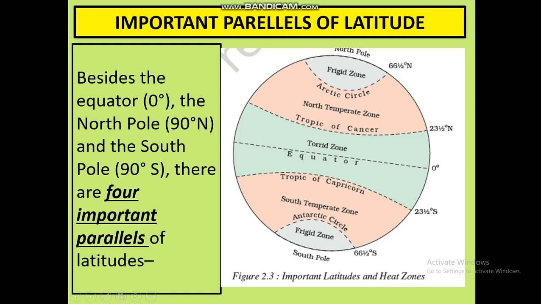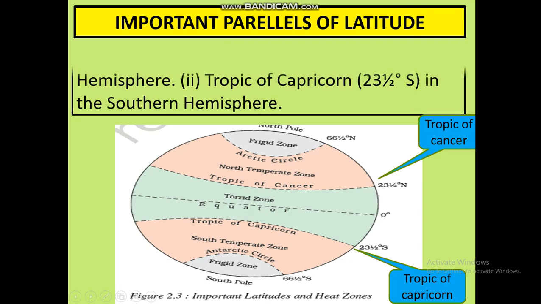Beside the equator, now let us talk about some important parallels of latitude. The first important parallel we have already read, that is the equator, and the measurement of the equator is 0 degree. It is neither N nor S because it is at the center of the earth. North Pole 90 degree N, we have already talked about it. South Pole 90 degree S, and beside these there are 4 important parallels of latitude. What are they? Let us see.